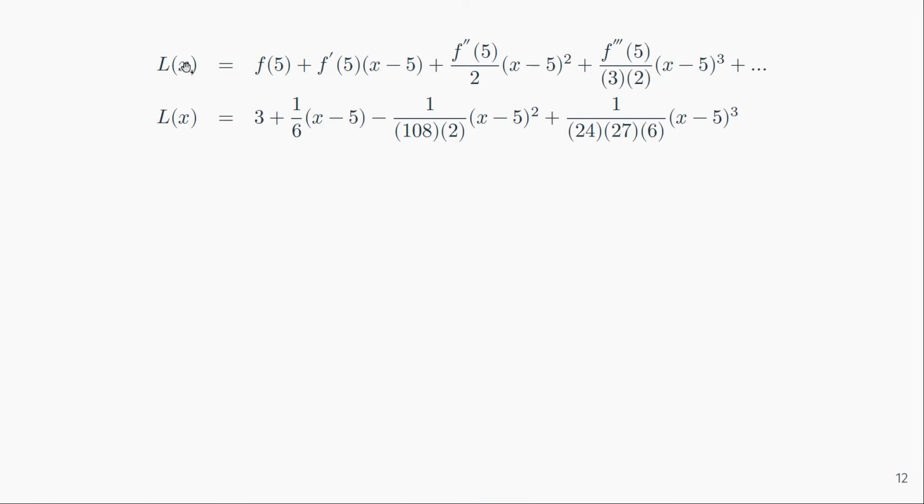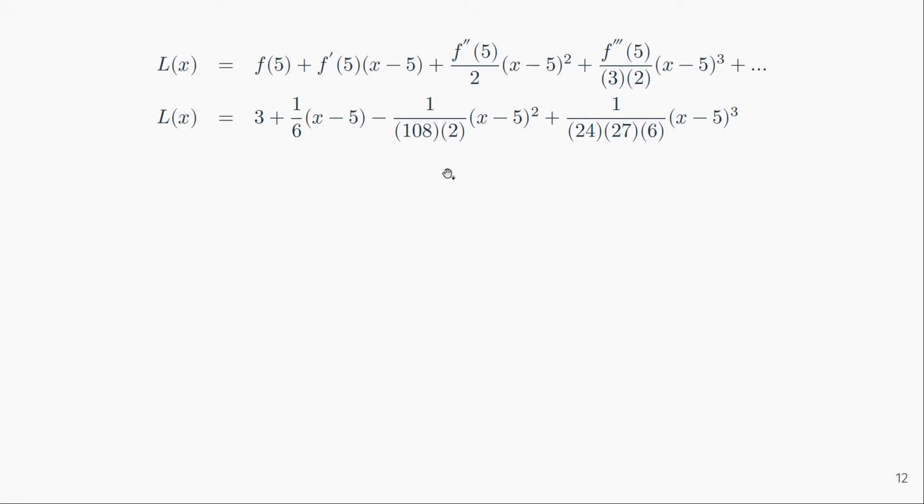So the approximation of x becomes f of 5 plus f prime of 5 multiplied by x minus 5, plus f double prime of 5 divided by 2 multiplied by x minus 5 squared, plus f triple prime of 5 divided by 3 into 2 multiplied by x minus 5 cubed. So we are computing up to third order approximation. We stop here, and we replace all the values, and this is what we get. So this is the equation of the approximation. This is not a linear approximation, this is a higher order approximation.